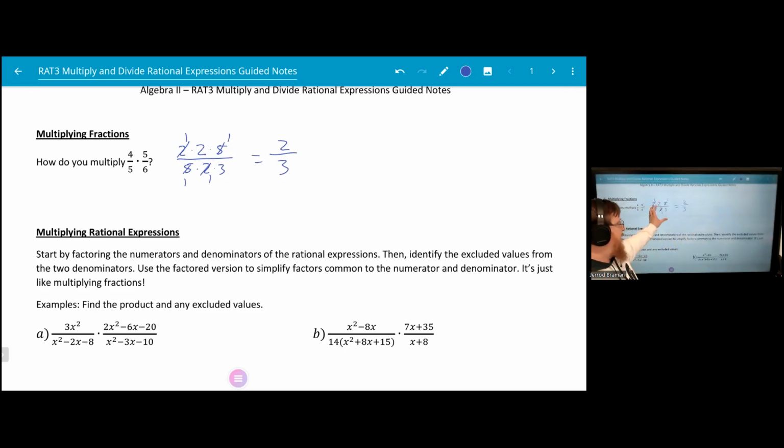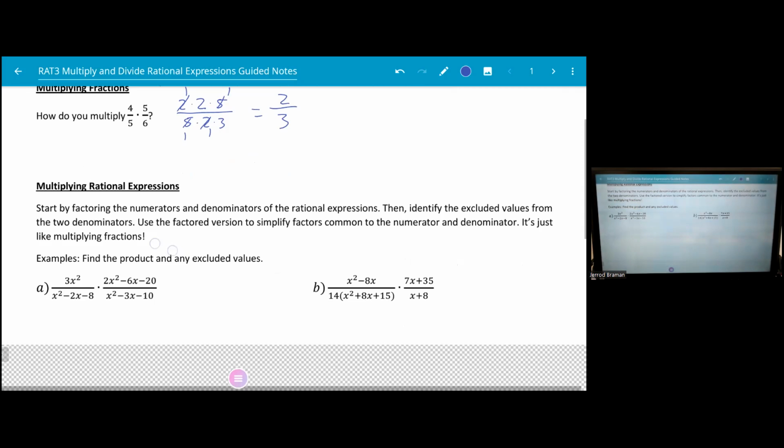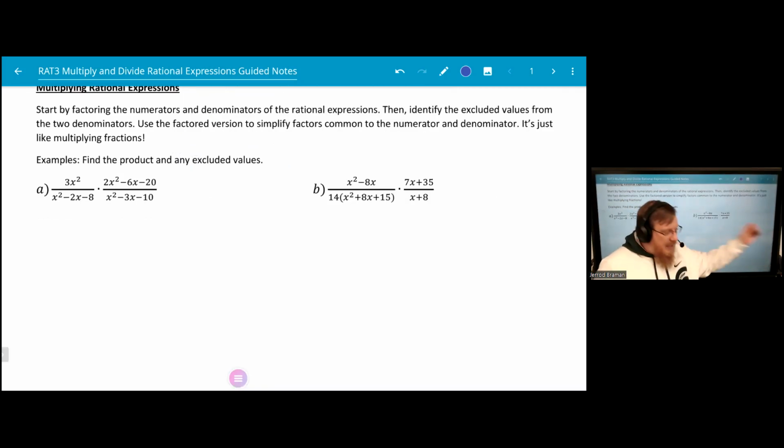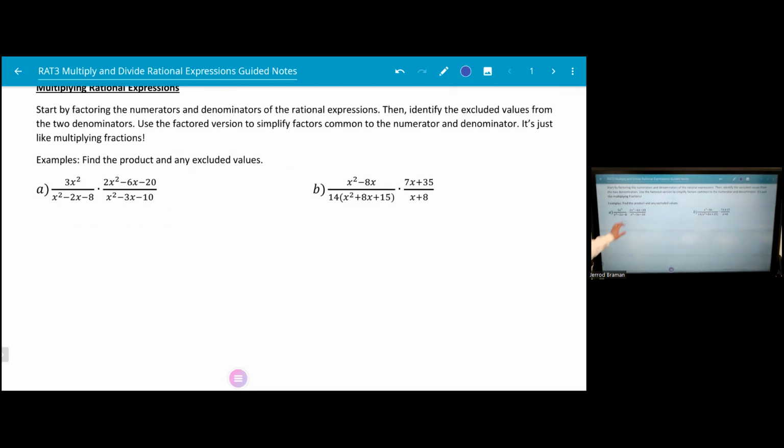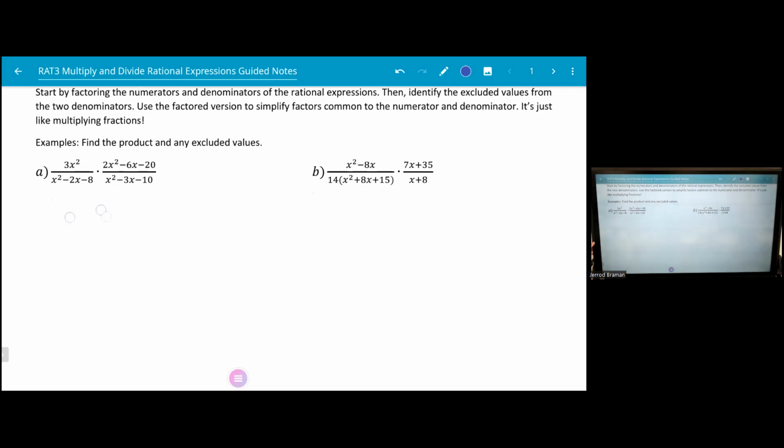We're going to apply this right now to multiplying rational expressions. So what we're going to do is factor everything that we can, get excluded values if they exist, and then simplify factors in the numerator and denominator. So if I do that, let's look at this. I've got 3x squared divided by x squared minus 2x minus 8, times 2x squared minus 6x minus 20 divided by x squared minus 3x minus 10. That is a lot. But if you're good at factoring or have been practicing factoring, we're going to be just fine.